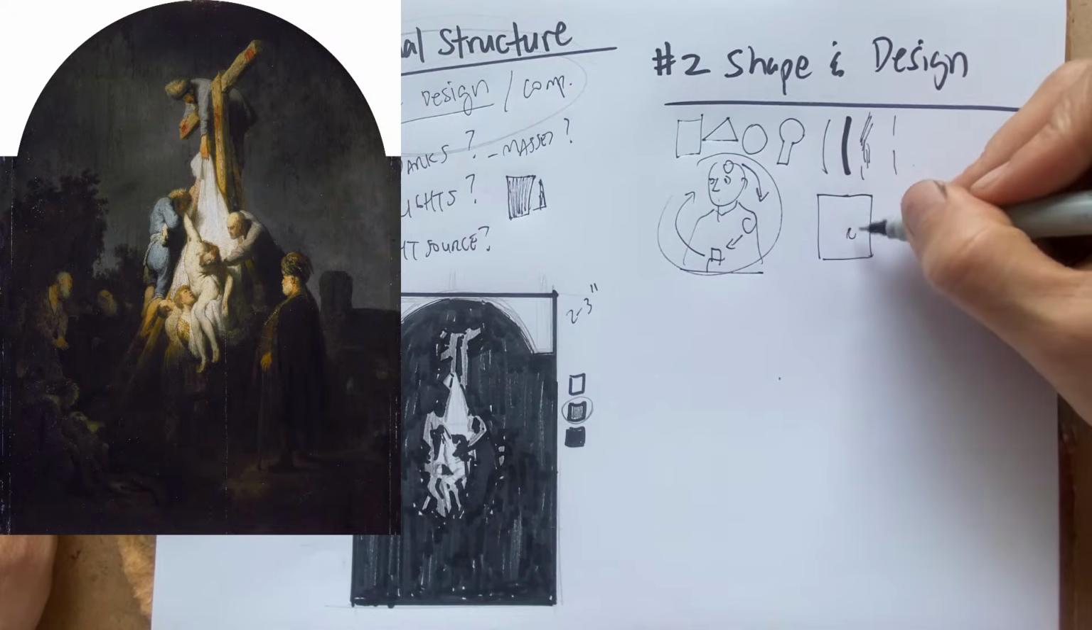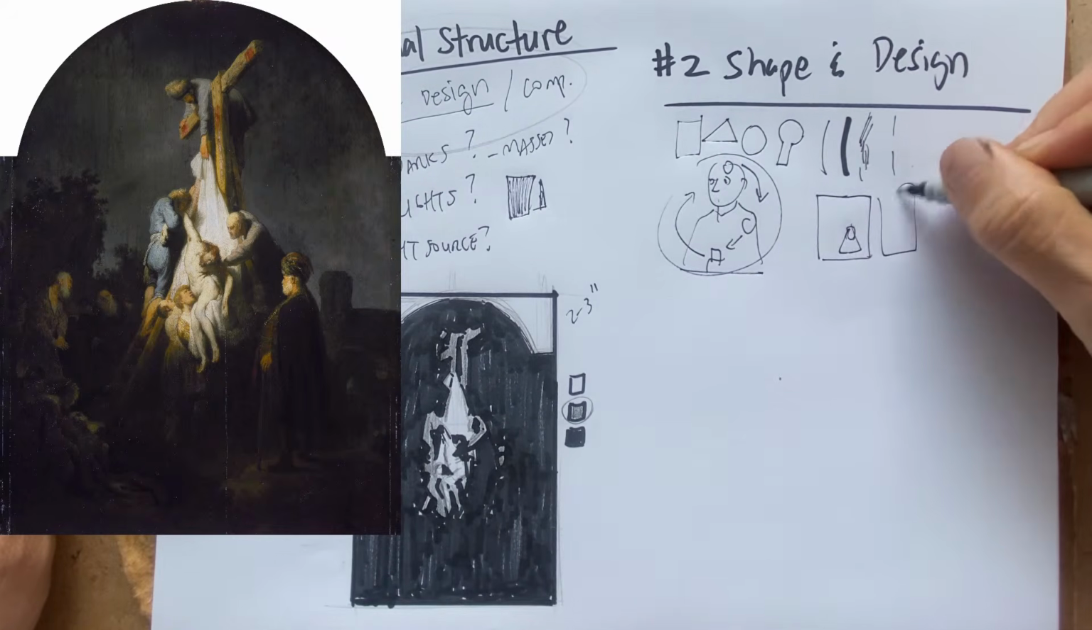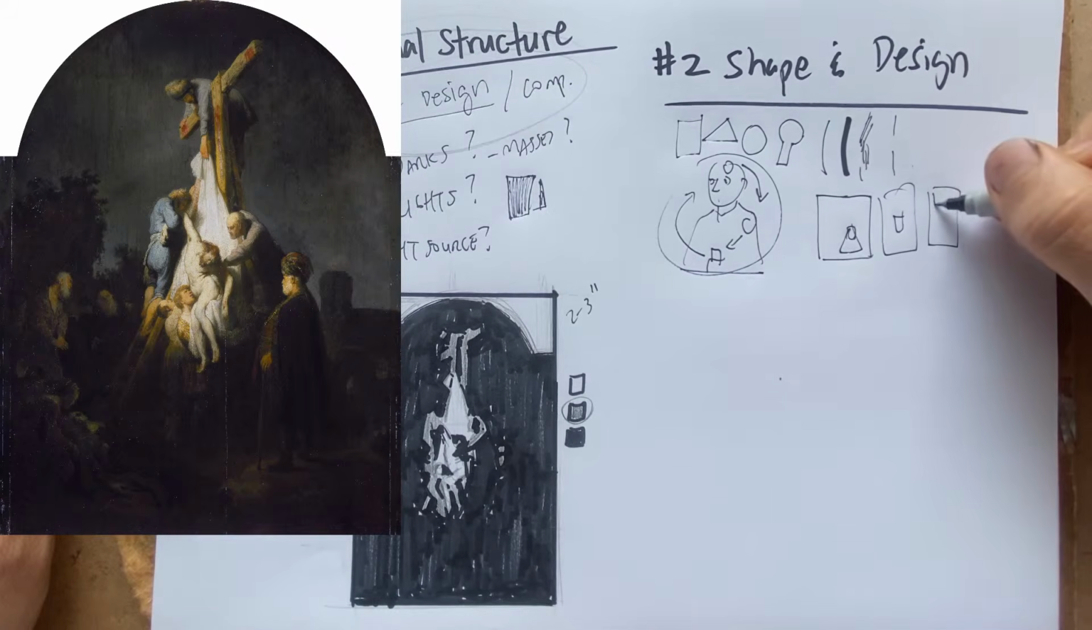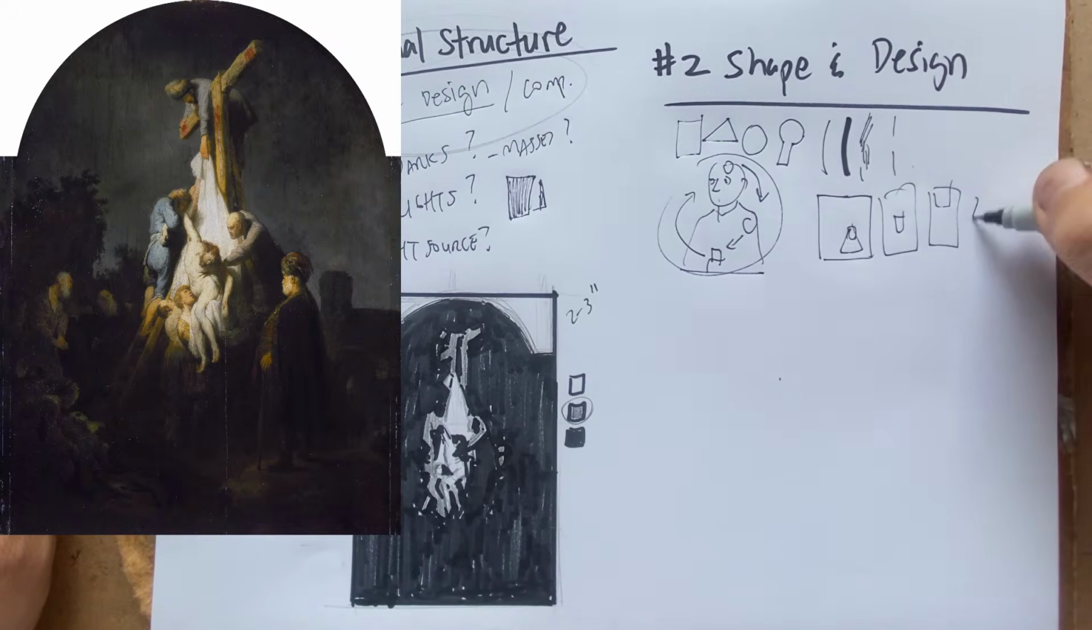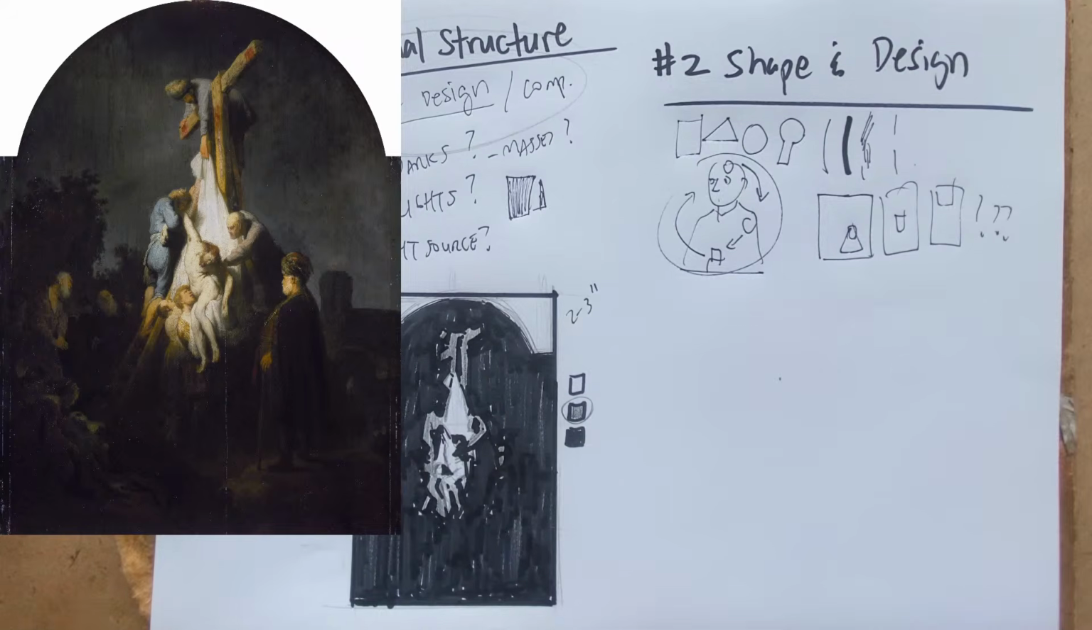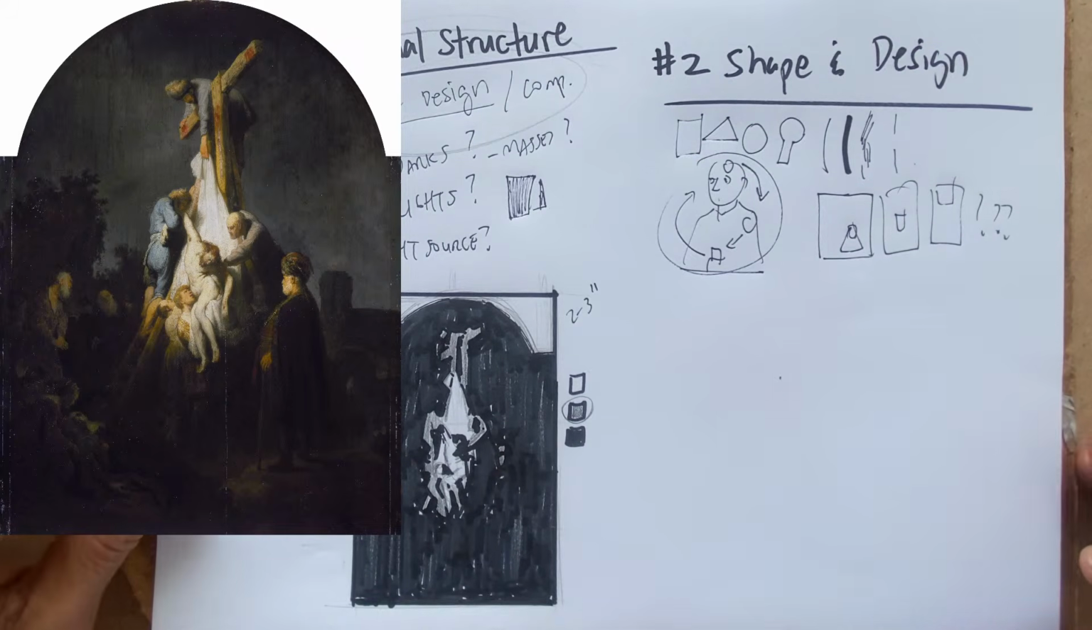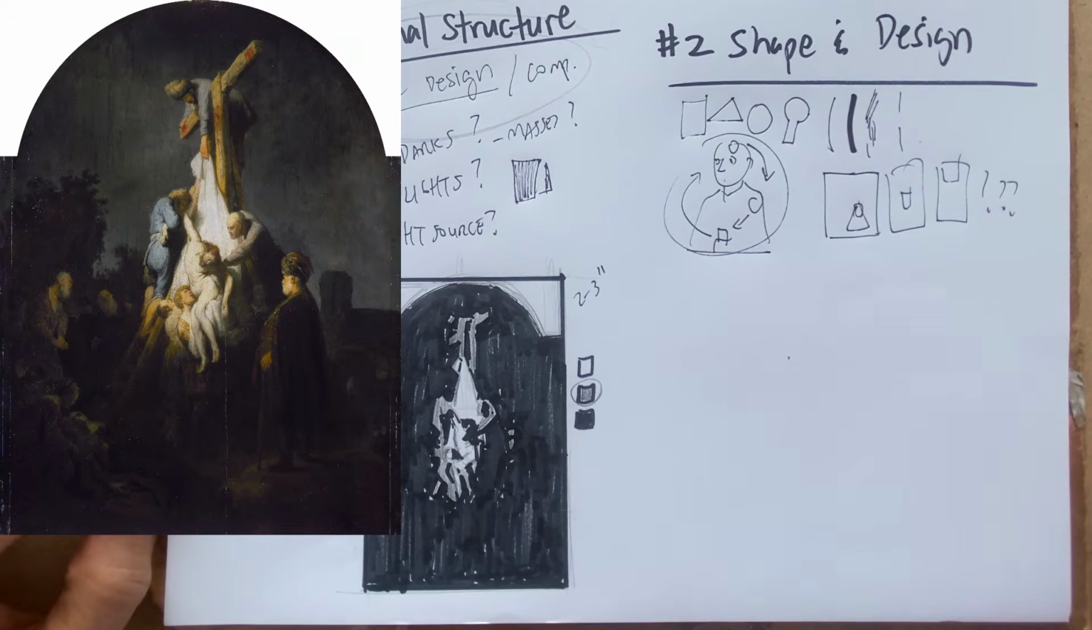Where is their placement? Is the subject low? Is the subject centered? Is the subject high? All of these are fantastic questions to look at. So let's look at Rembrandt and see what we can learn in terms of shape design.